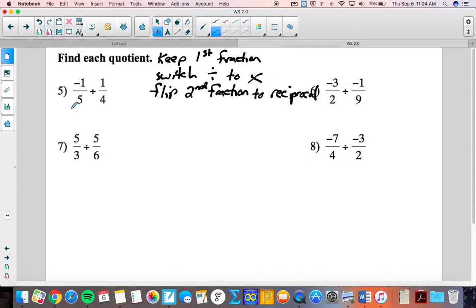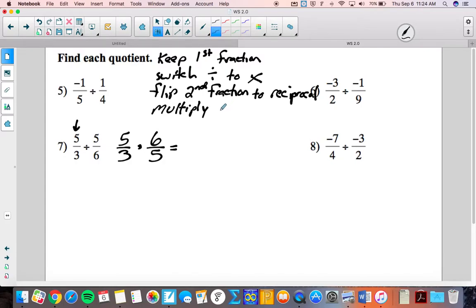So let's go down to number 7. I'm going to keep the first fraction right there as it is, so 5 divided by 3. Switch the division symbol to multiplication. Flip the second fraction, this one, to the reciprocal. So instead of the 5 being on top and the 6 on the bottom, the 6 goes up to the top and the 5 goes down to the bottom. Now, folks, we are multiplying straight across because this is a multiplication problem now, and that is easy.